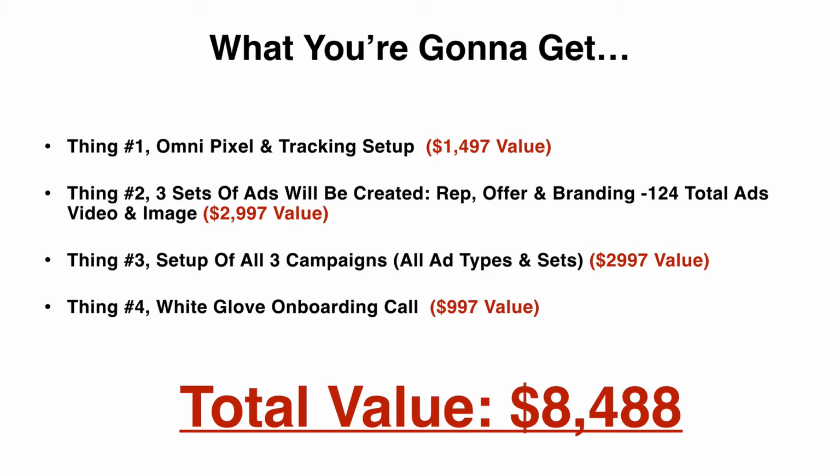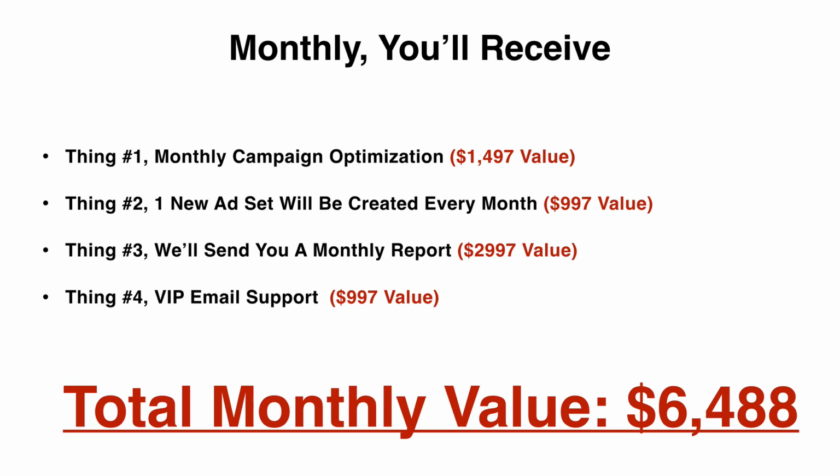So total value, $8,488. See, that's just the setup. Then monthly, after we get things up and it's running and it's off to the races, you're gonna receive thing number 1, which is monthly campaign optimization. So we're gonna go in there and we're gonna tweak and we're gonna tinker. We're gonna figure out what's working, we're gonna figure out what's not working, right? And we're gonna scale and we're gonna change it based upon what we find.